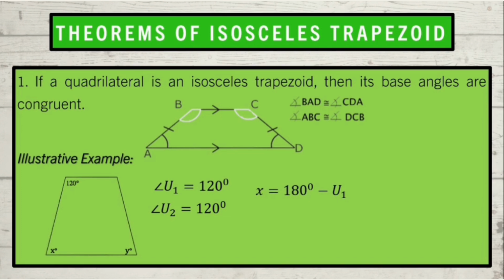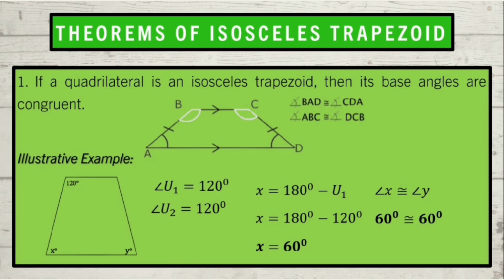By transposition, we will have x is equal to 180 degrees minus u sub 1. Since angle u sub 1 is 120 degrees, subtracting that from 180 degrees, you will get 60 degrees. That will be the measure of angle x. Now, since angle x and angle y are base angles, and base angles are equal, therefore, angle y is equal to 60 degrees. I hope you were able to keep up. Good job! Wow, we are done with the first theorem of isosceles trapezoid.